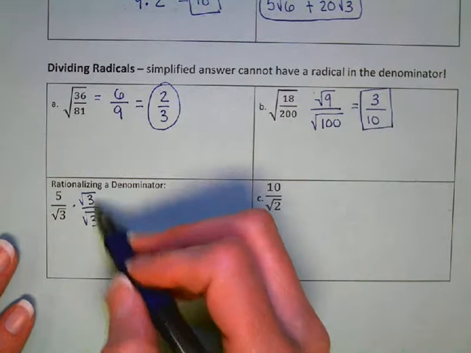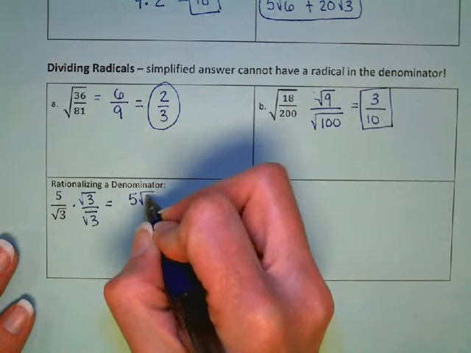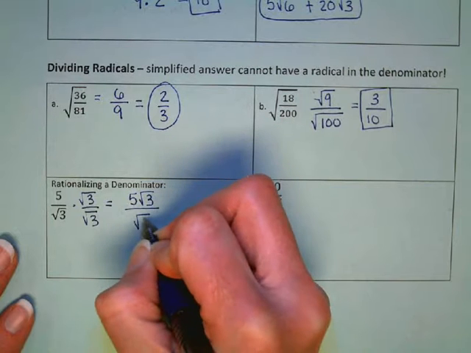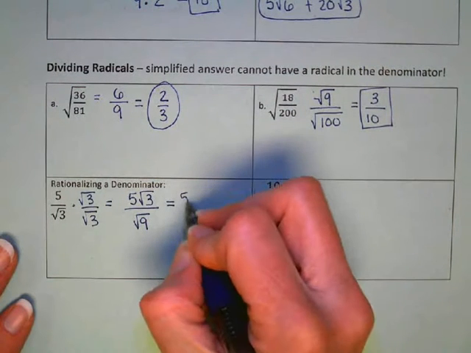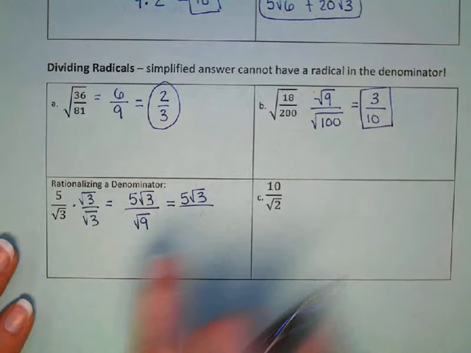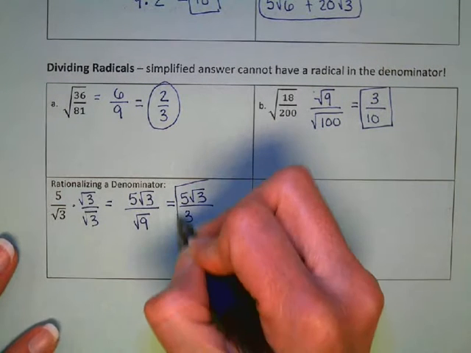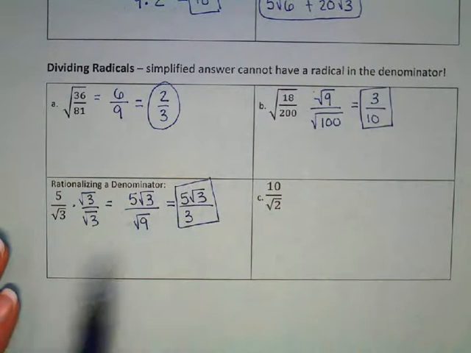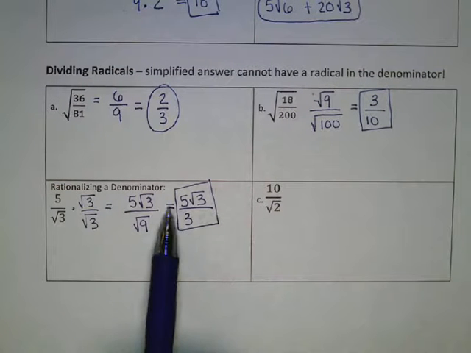So on top, we get 5 square root of 3 over the square root of 9. And when you do this, on top, we still have 5 square root of 3. But on bottom, the square root of 9 is equal to 3. And that is your answer. You can't reduce 5/3. We want to leave it an improper fraction. We don't want to make it a mixed number, so we'll just leave it like that. There are some cases, if this had been like 5 over 15, then we might reduce the 5 and the 15, but 5 over 3 can't reduce.